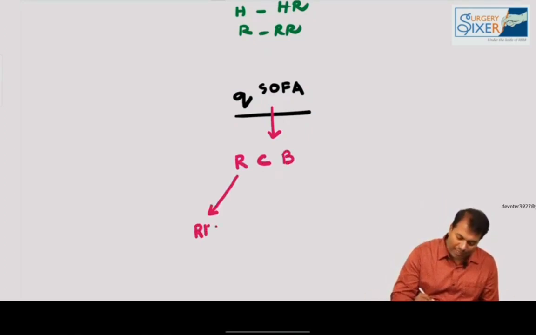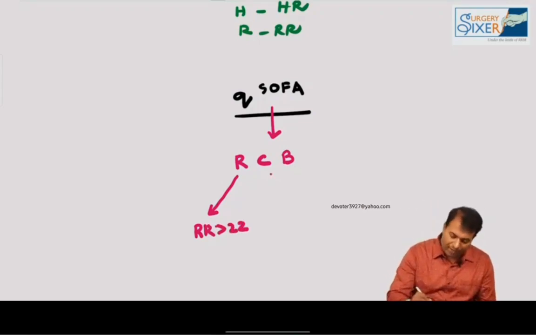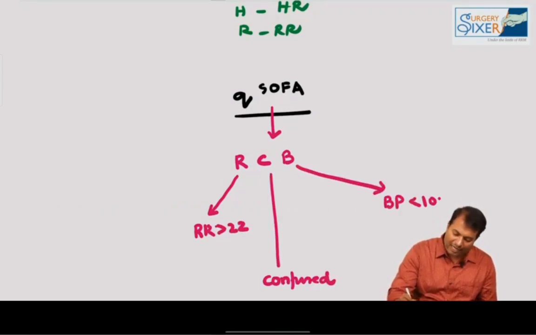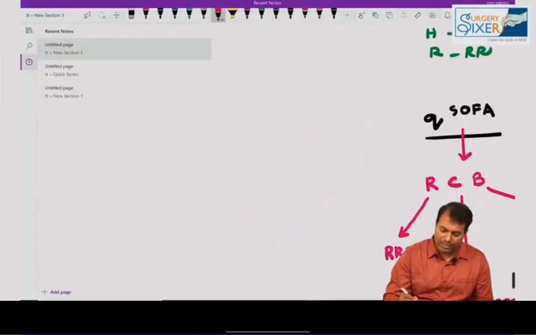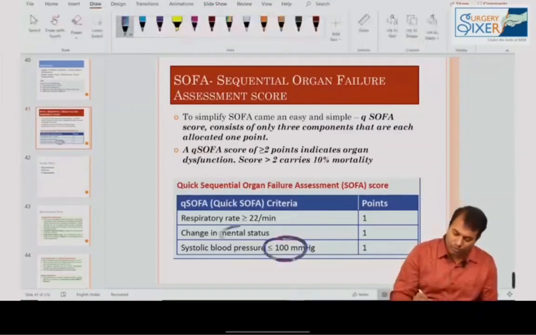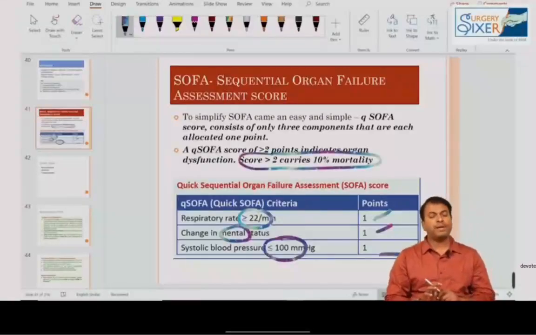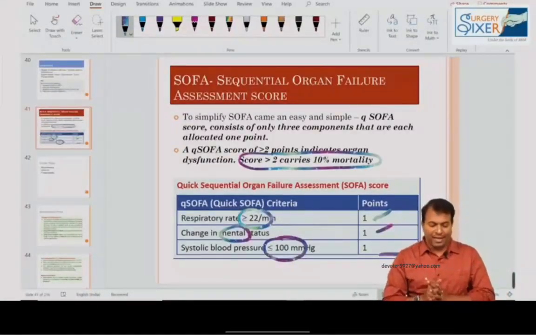Respiratory rate more than 22 per minute. C for confused status of the patient. B for the BP less than 100. Okay, this is known as the Q-SOFA score. Systolic blood pressure less than 100, confused status, respiratory rate more than 22. Each one is given 1 point. And if the score is more than 2, it carries 10% mortality in these cases.